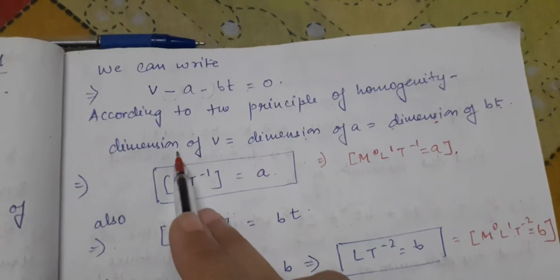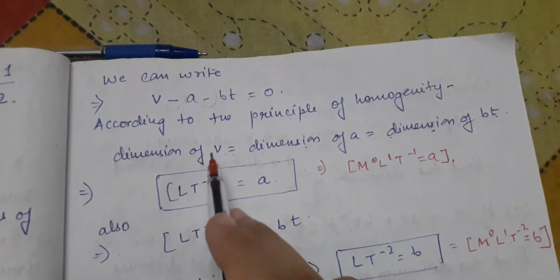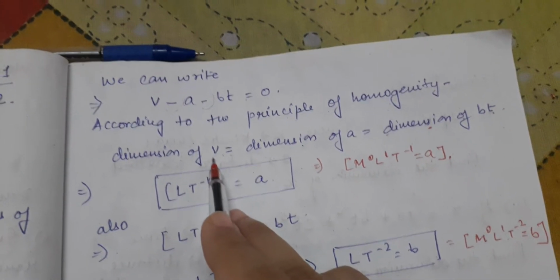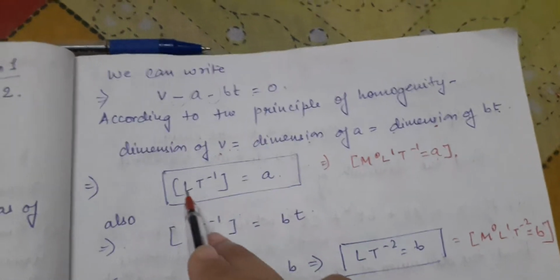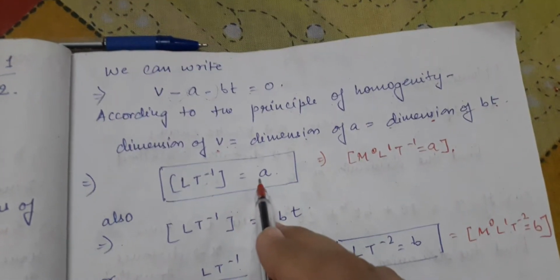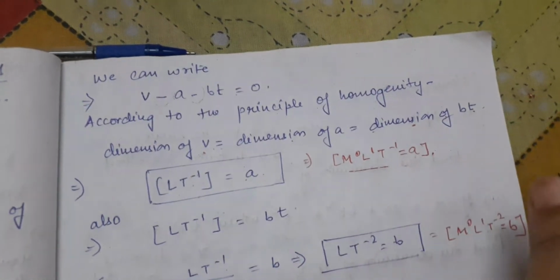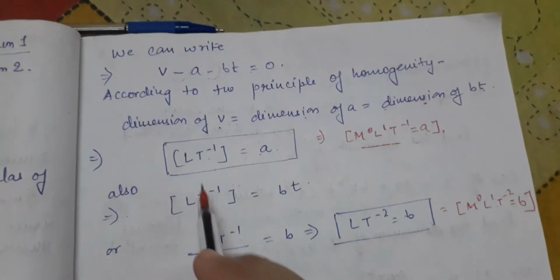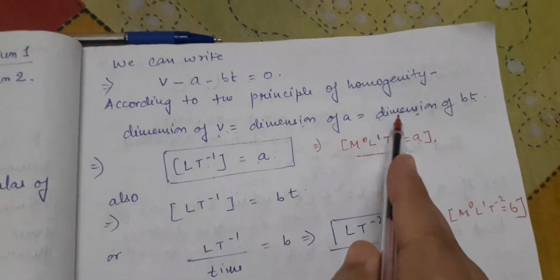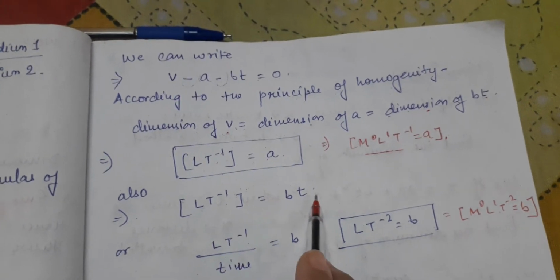So let us start with the dimensional formula of a. The dimensional formula of v, we all know, is LT^-1. So LT^-1 should be equal to a. So the dimensional formula of a becomes M^0 L^1 T^-1. Now it is the turn of b. We can write the dimension of v is equal to the dimension of bt. So we can write LT^-1 = bt.